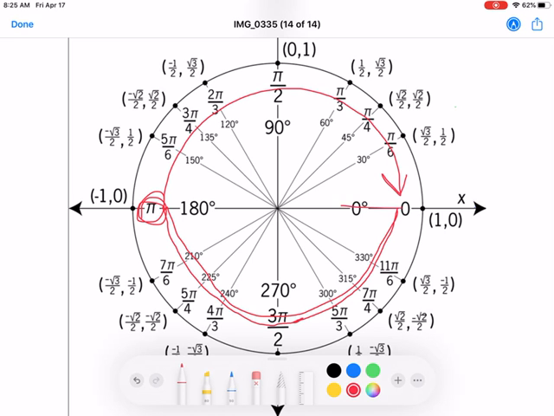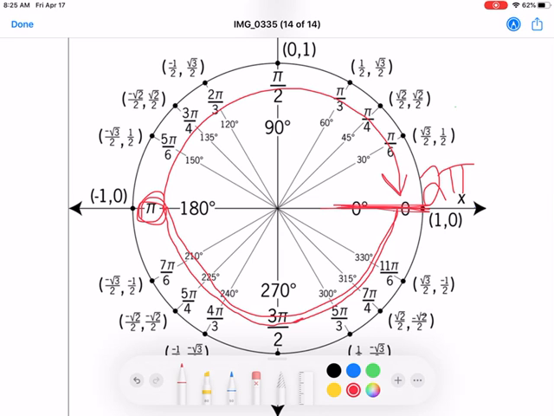Right there. So you're back to where you started. So full time around the circle is 2 pi. Have you guys seen that before? 2 pi r? 2 pi r is the circumference of a circle. Or pi times the diameter.